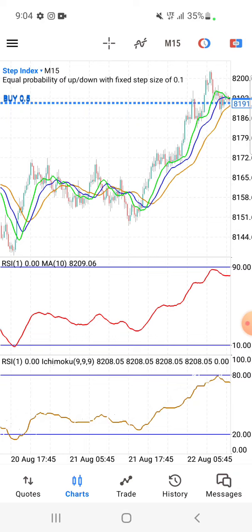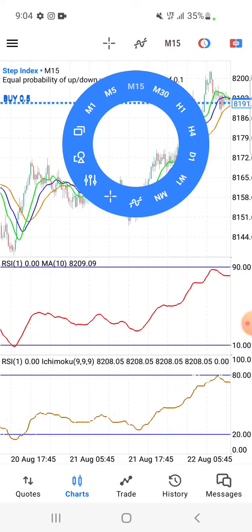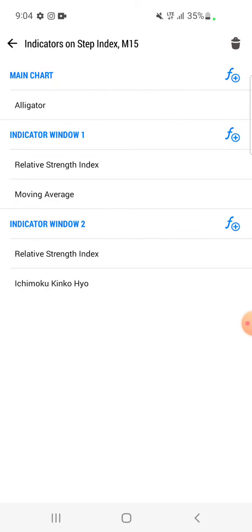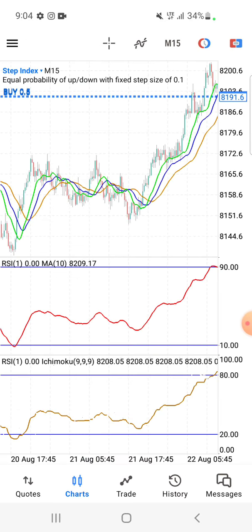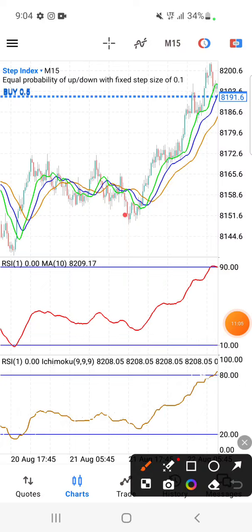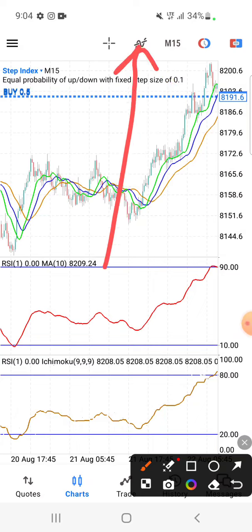So you tap anywhere on your screen and click on this. A lot of you guys used to ask me how can I put indicators. So this is where you click. This arrow you see up here, this particular thing I'm pointing at, that is where you click.